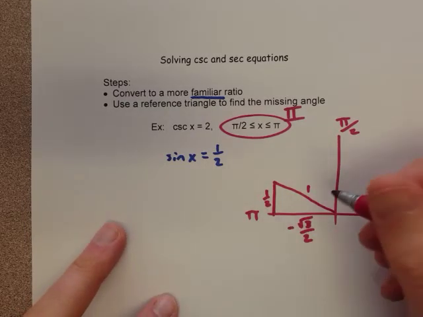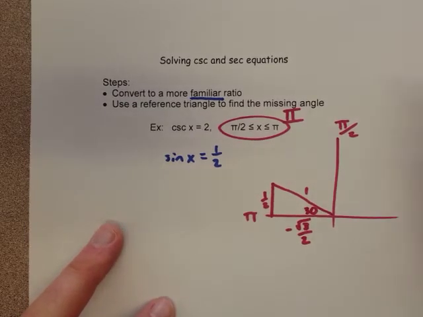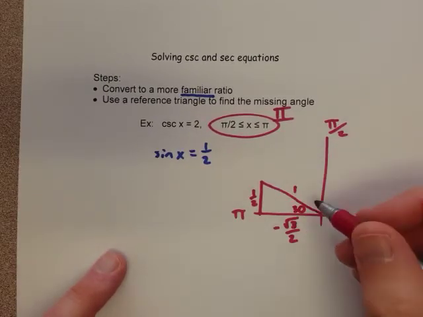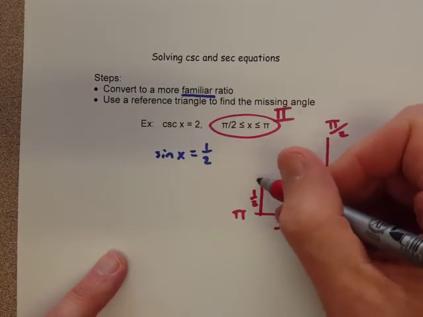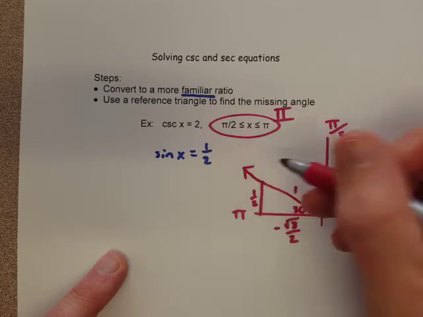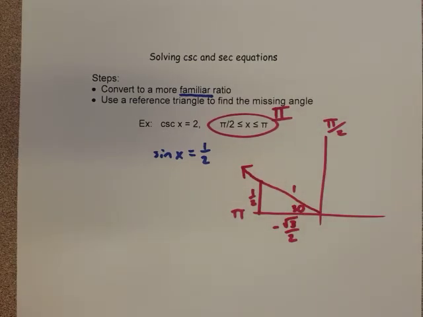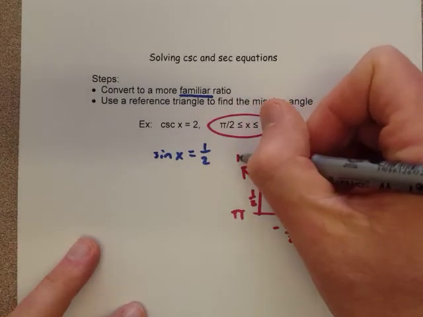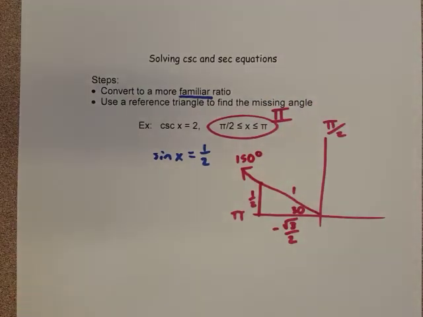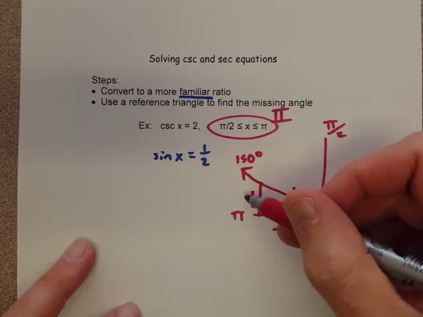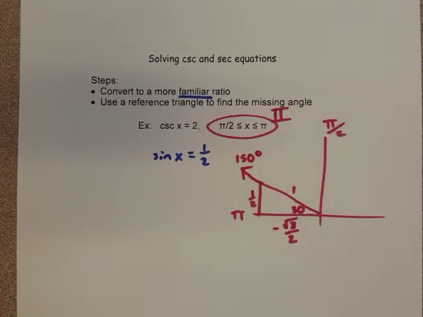Now, the 1/2, that's the one that's across from the 30-degree angle. So this is a 30-60-90. It's 30 degrees above the x-axis, which puts it at 150 degrees as far as we know, because it's 180 minus 30. That makes it 150.